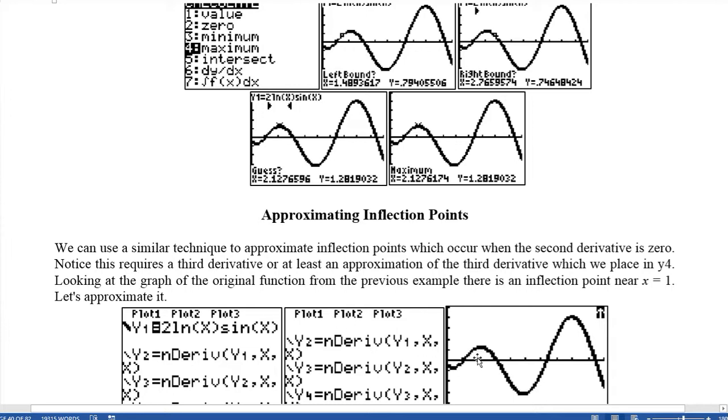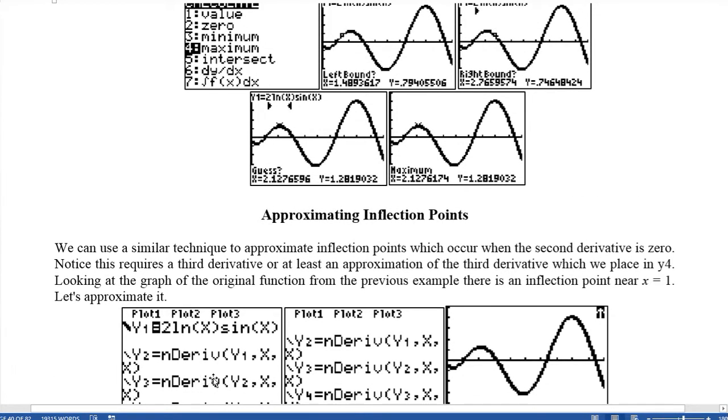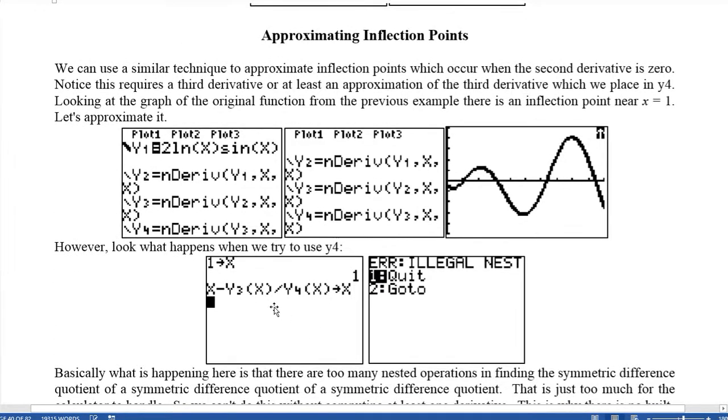If we want the inflection point, that's when the second derivative is 0, which means we're going to have to go as far as the third derivative. So remember, y1 is the original function, y2 is the derivative of y1, the first derivative, y3 is the derivative of y2, the second derivative, and we need a third derivative to work with this. But the problem is, we store 1 as x and we try to execute this, and then we get this error message, illegal nest.